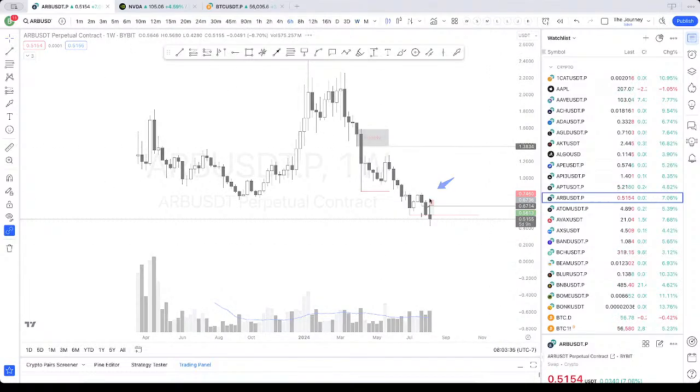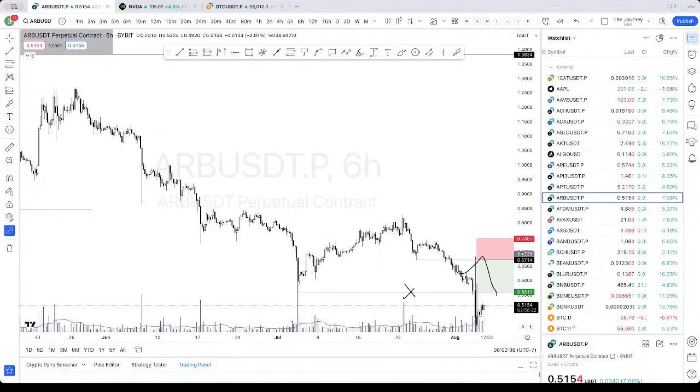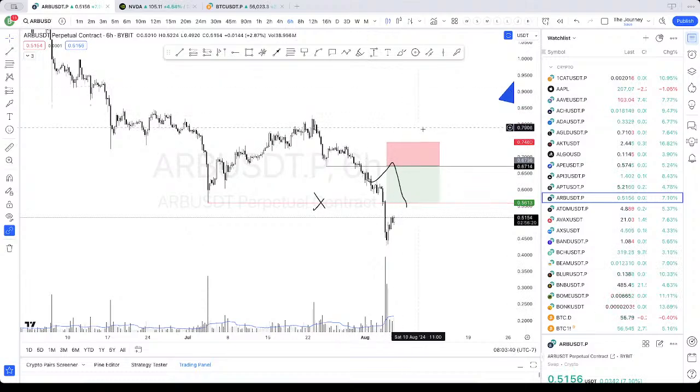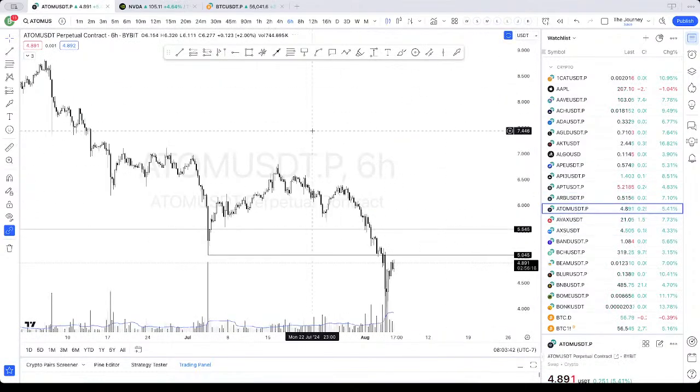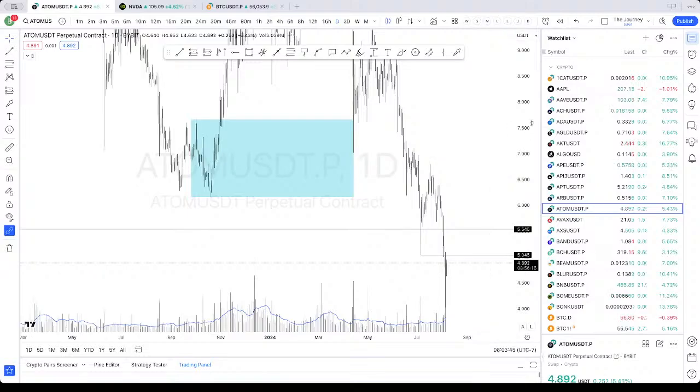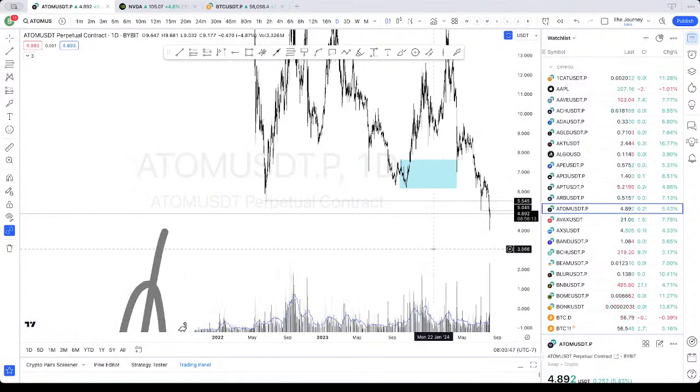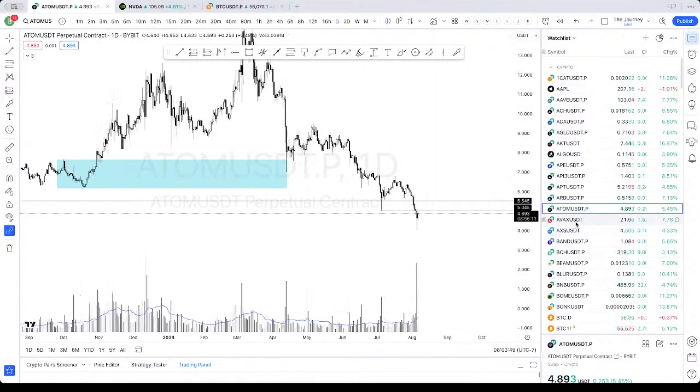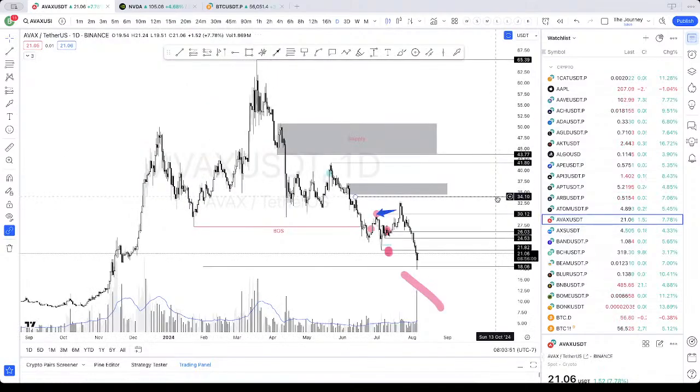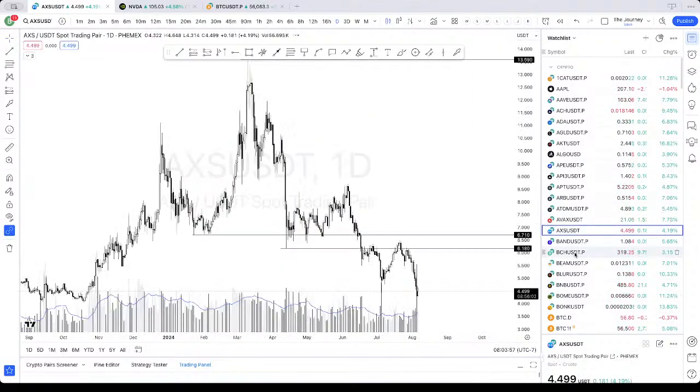What do we have on the lower time frames? Did that ever get tagged? No, it didn't. That's all right. ARB, let's jump back out to something like the daily. Does not look good. Does not look good. AVAX. Not looking as healthy as others.